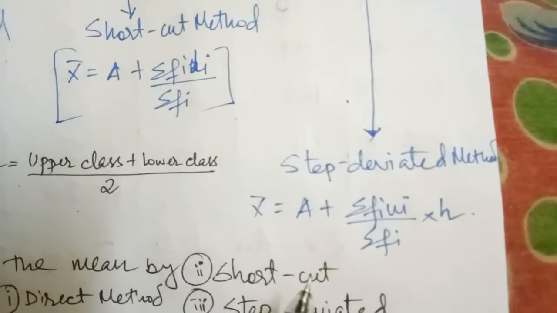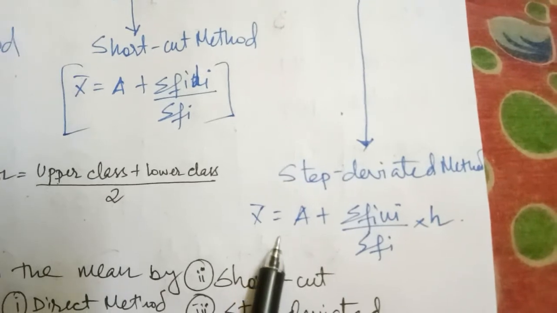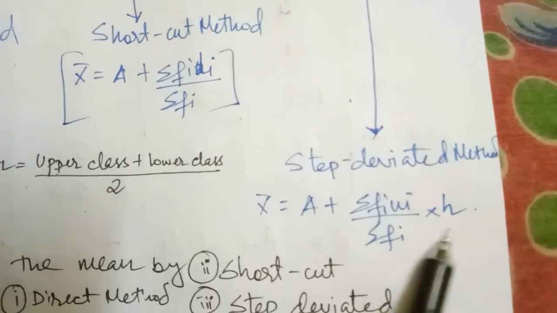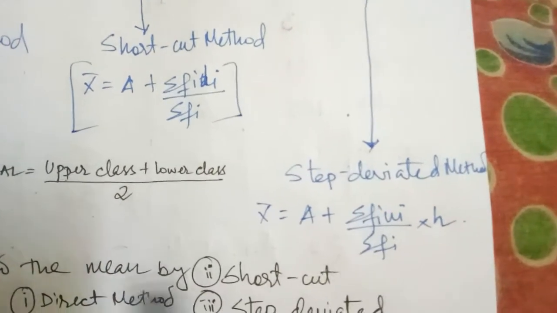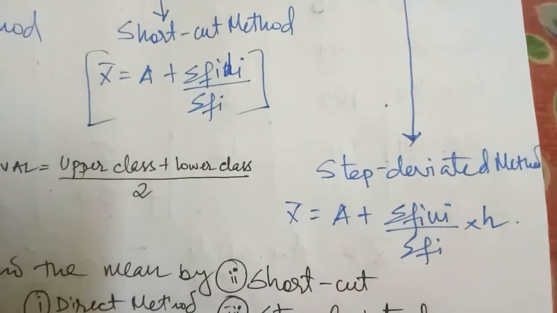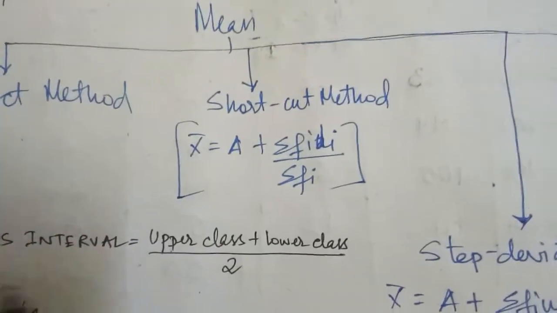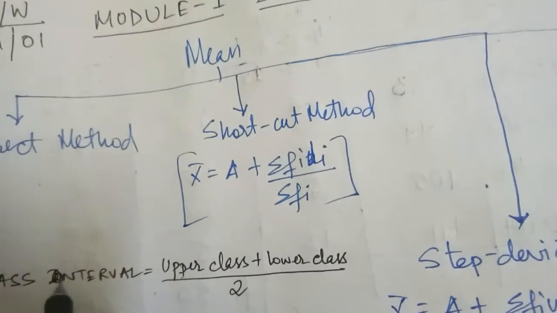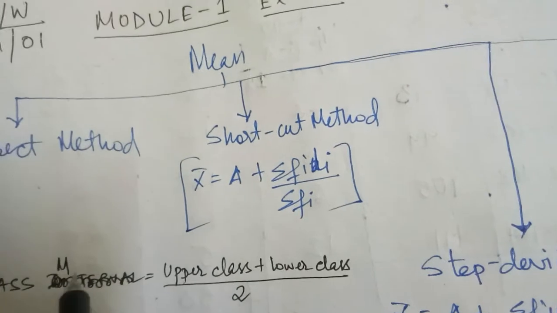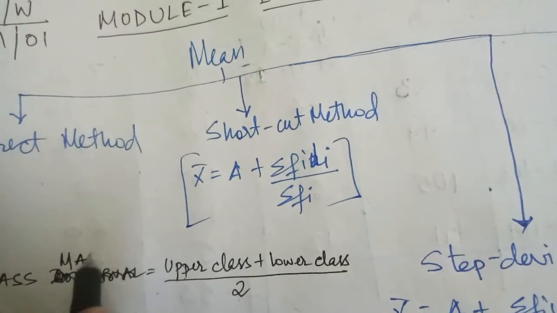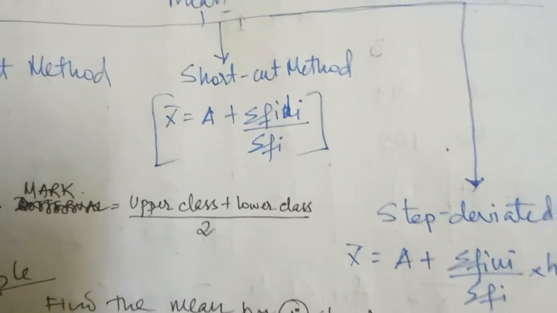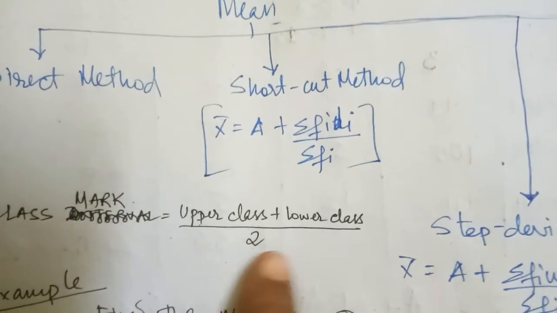And here for the step deviation method I have written: A, the assumed mean, plus summation fi ui by summation fi, into h. You might have confusion about what this fi, ui, di is. When you do the sums it will be more clear. Now one thing you have to know is the class mark. Class mark is the upper class limit plus the lower class limit, divided by 2.